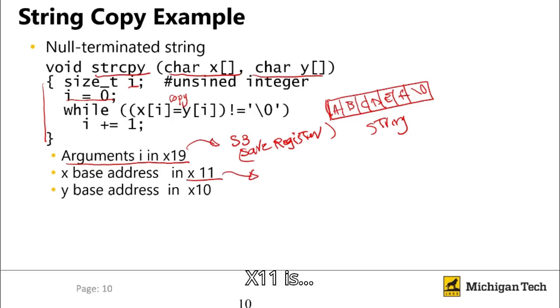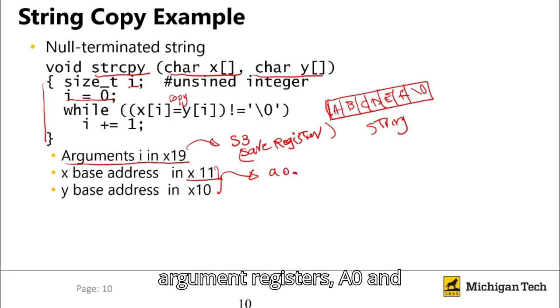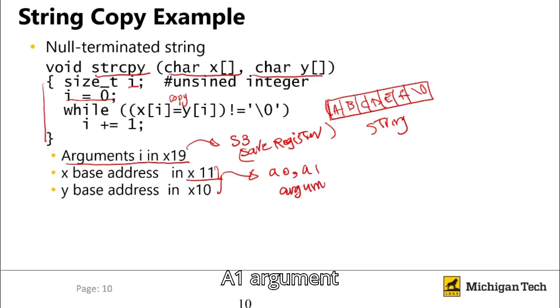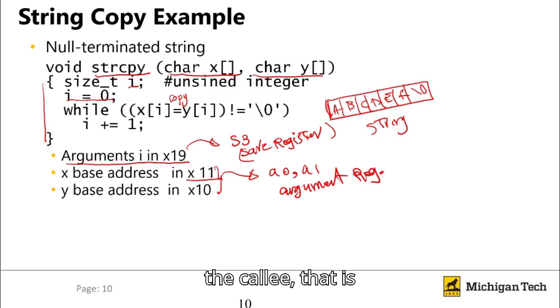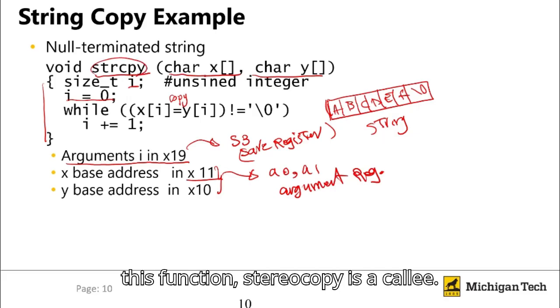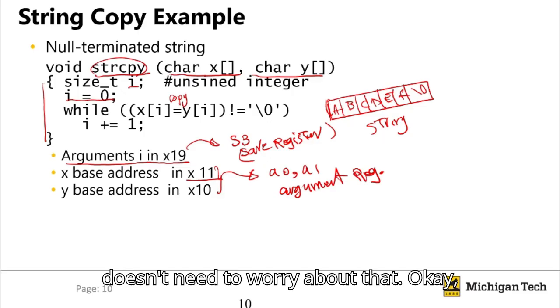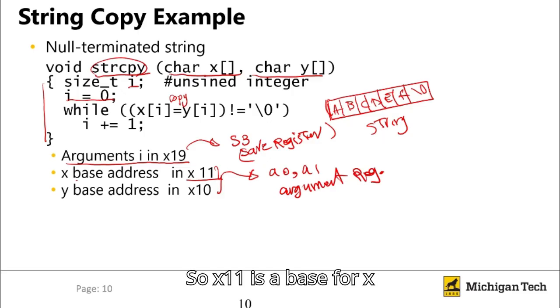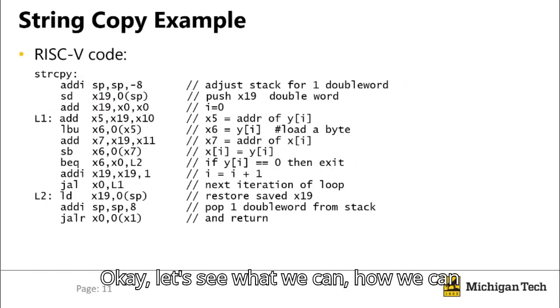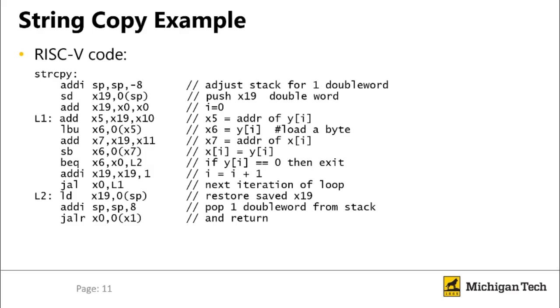X10 and X11 are argument registers, A0 and A1. So we don't need to worry about that. I mean, the callee, that is this function, strcopy is a callee, doesn't need to worry about that. Okay, so we just need to consider this too. So x11 is a base for x and x10 is base for y. Okay, let's see how we can write this code.